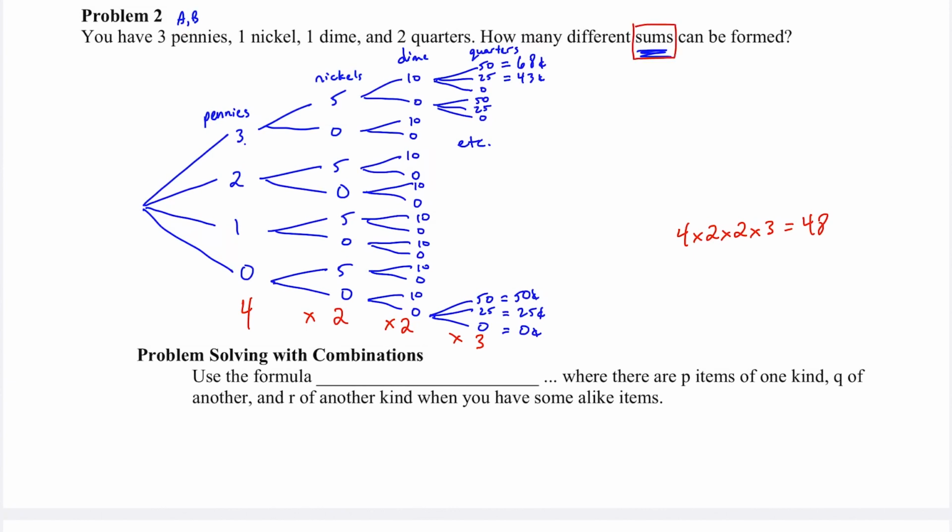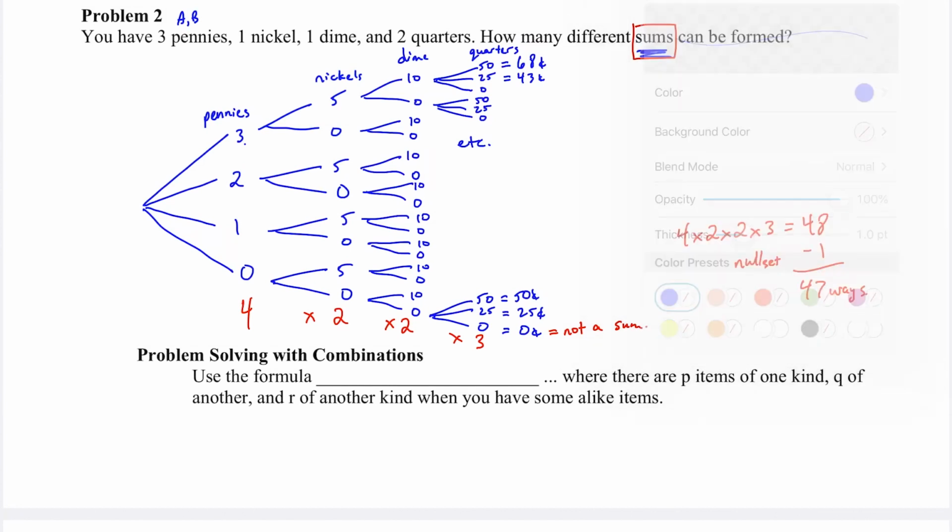Oh, wait. How many different sums can be formed? I know this is a matter of definition and maybe a little bit of an argument, but it would be commonly agreed that this is not a sum because you didn't receive anything. There was nothing in it. So we would take away what's called, again, the null set. Okay, so there are 47 ways. Let's generalize that into a formula.